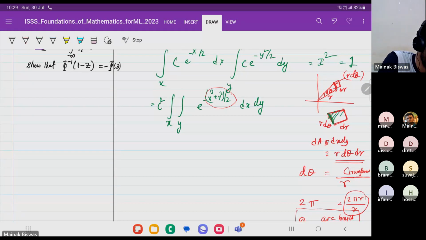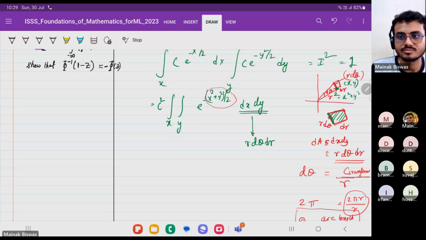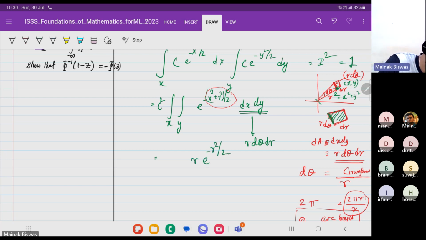So what will be the area of this rectangle? r d theta dr or not? Yes. So dx dy, can I replace by r d theta dr? And x square plus y square is equal to r square. So this is your xy. Yes or no? Simple. The radius will be equal to the square root of the sum of squares of the Cartesian coordinates, right? The length of the vector. So this will be r e to the power minus r square by 2 dr d theta. What will be the range of r and theta?